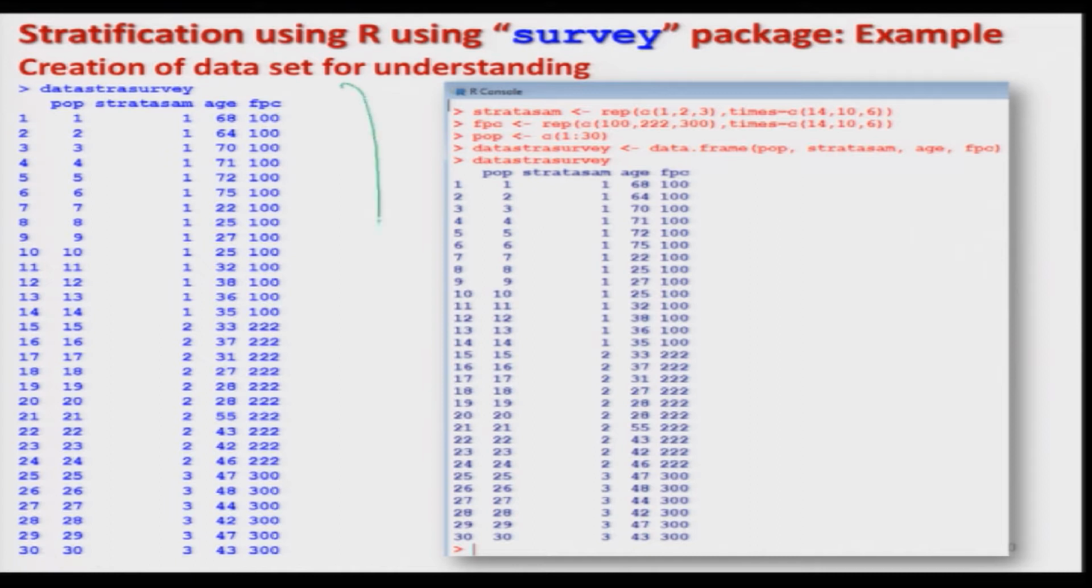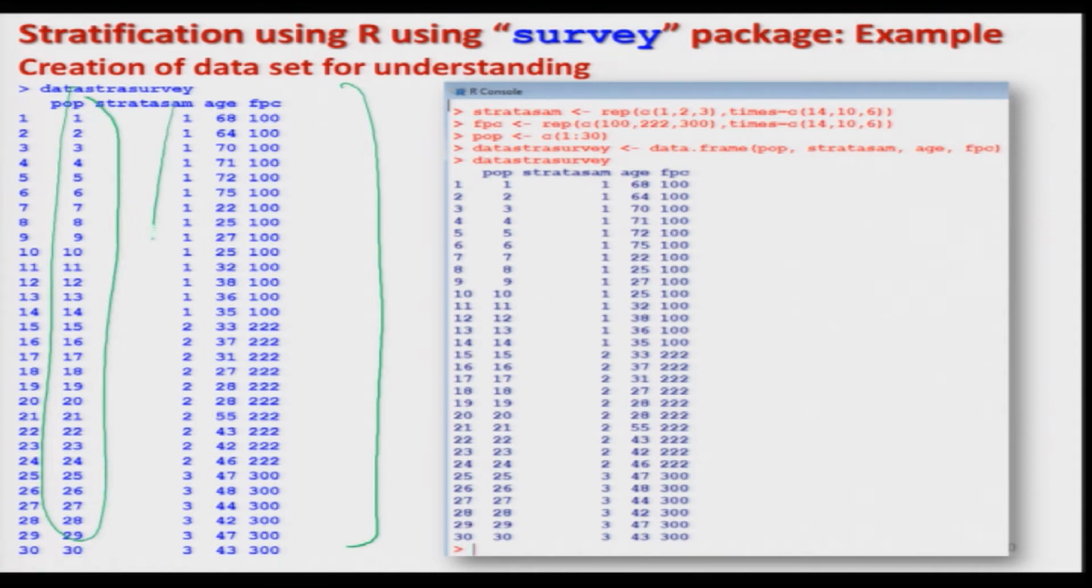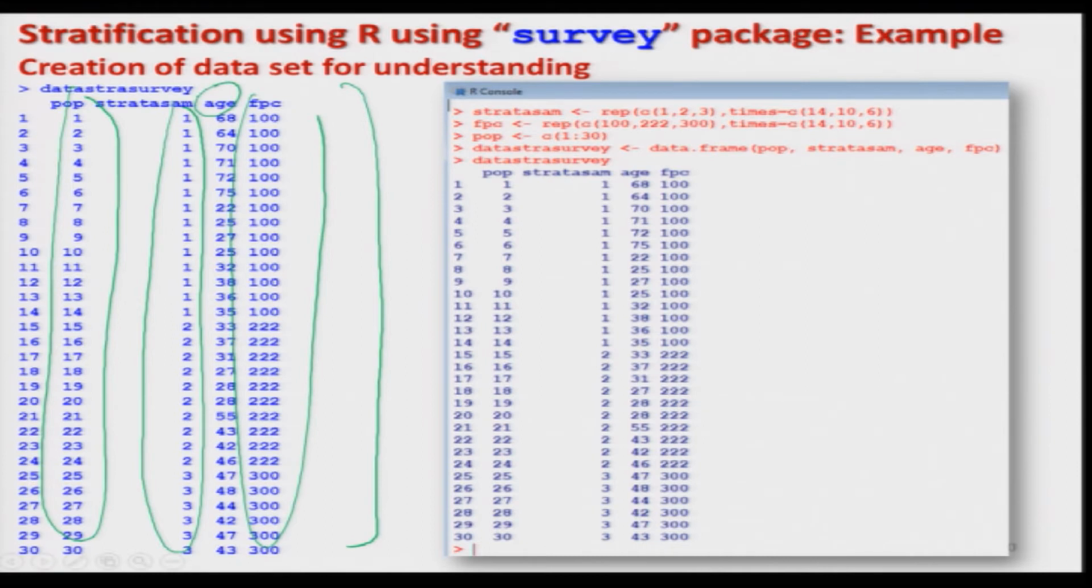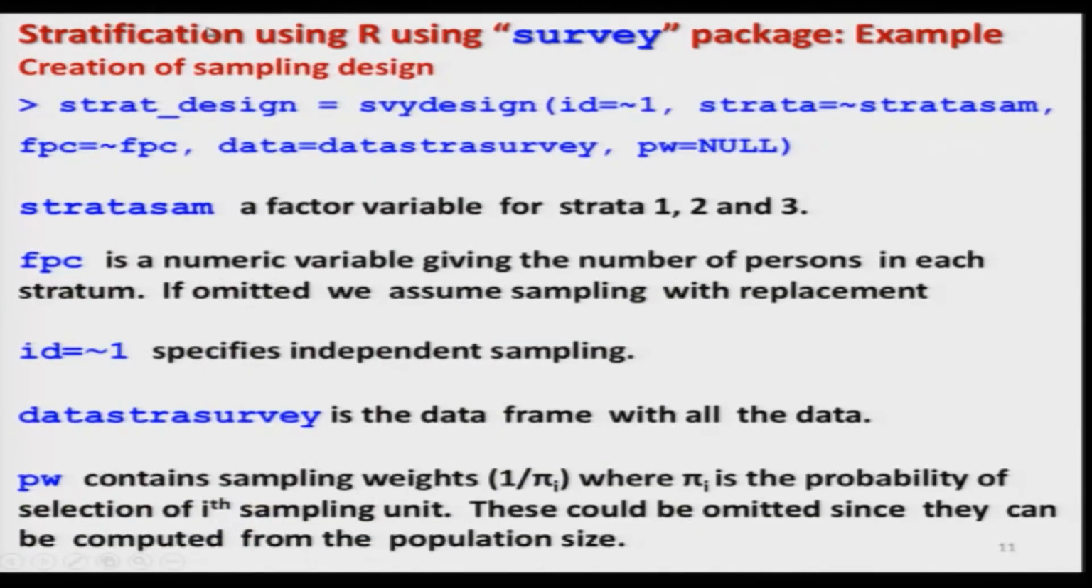If you try to see, this is how the data frame will look. Here is the population, here is stratum number 1, 2 and 3, here is the FPC value, and here is the value of age. Now the question comes how we are going to draw the sample from this package under stratified sampling. Remember one thing, this survey package is actually for constructing the design of a survey. A survey design has different things which we are not considering here, but from its output we will try to extract the information on stratified sampling.